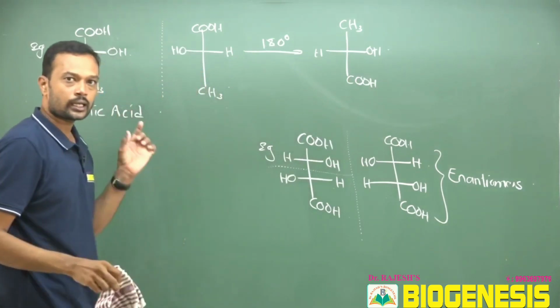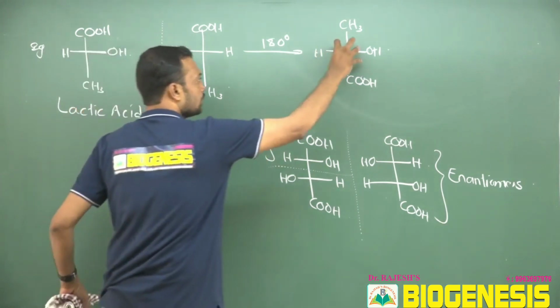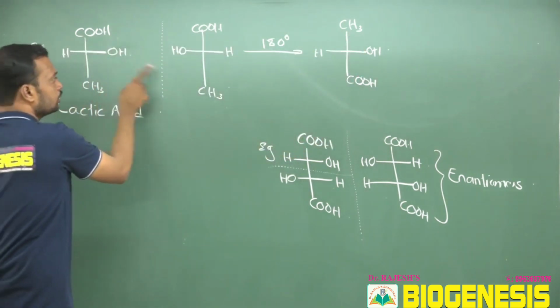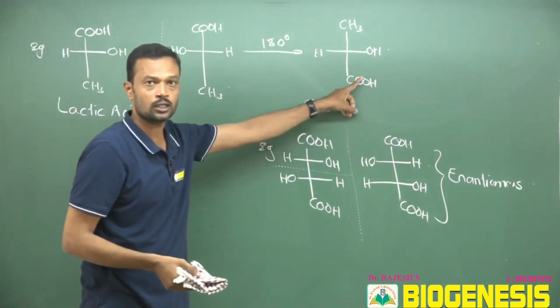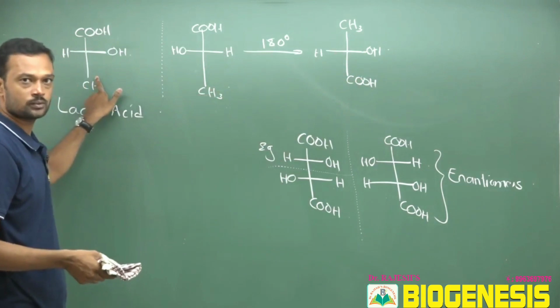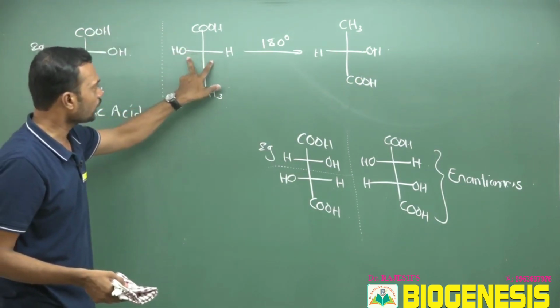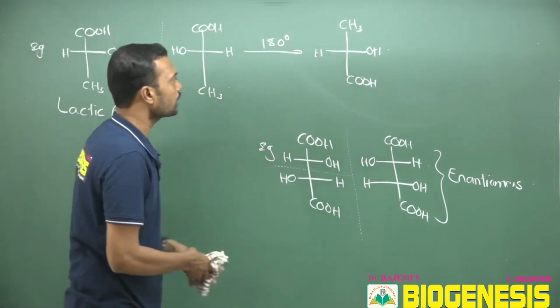Rotate the image of the original molecule about 180 degrees and see if it retains the original molecule. If it does, then these two are not going to be enantiomers. If it does not retain the original molecule, then definitely these two are enantiomers. So, I take an original molecule and this is its image. Rotate the image about 180 degrees. After rotating the image about 180 degrees, we get this molecule.